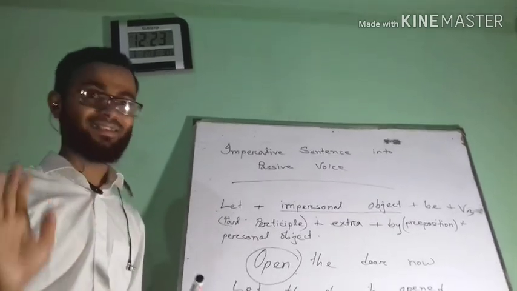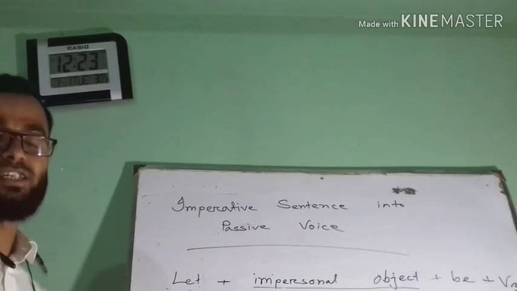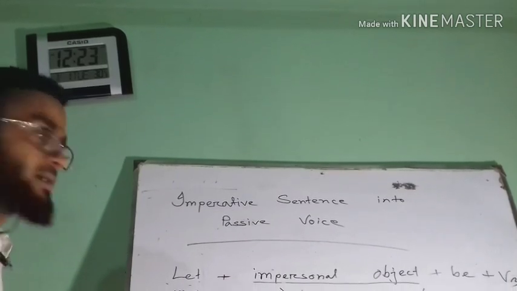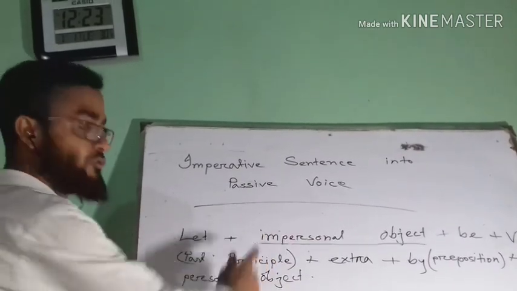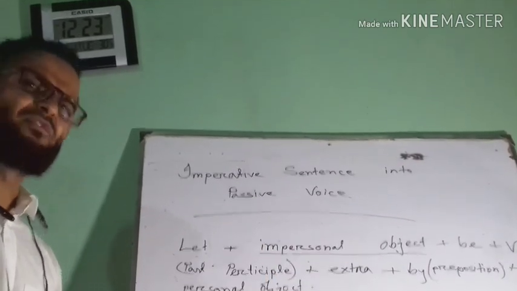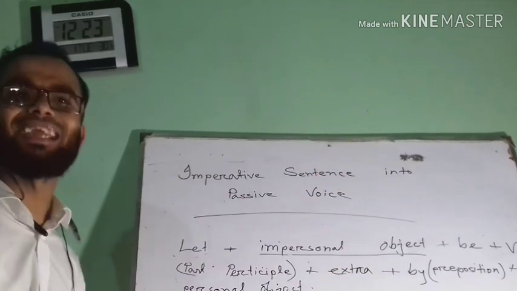So you will not find any subject. Make sure that there is no subject. You might get two objects. If we get two objects, we will use this structure. And if we get only one object, we will use that object here without thinking about anyone.